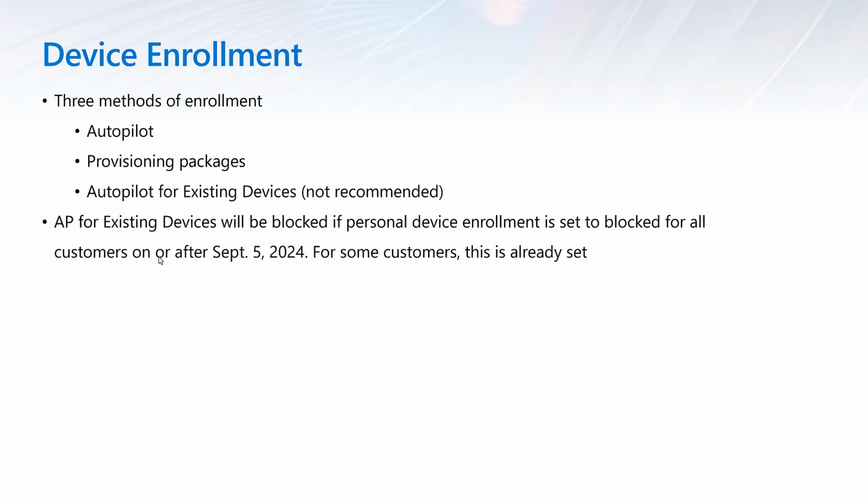And so for security reasons, we're actually making a change here to block these devices if personal device enrollment is set, because we actually are now changing this to personal device enrollment as opposed to corporate device enrollment. So if you're using Autopilot for existing devices, they are now going to be personal enrollments. And so if you are blocking personal enrollments, then AP for existing devices is not going to work.